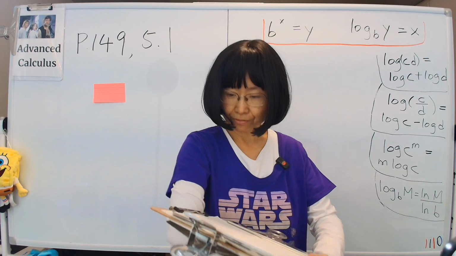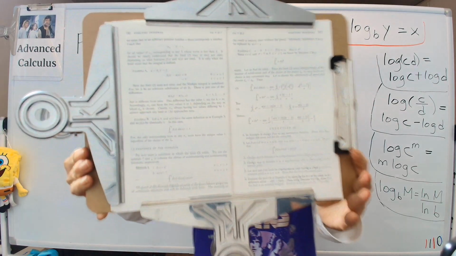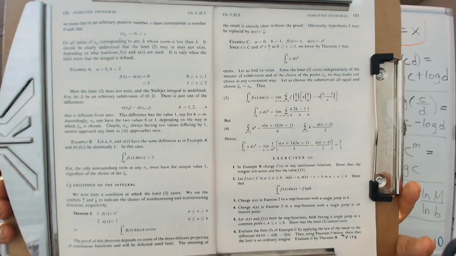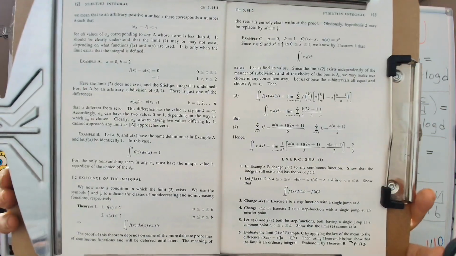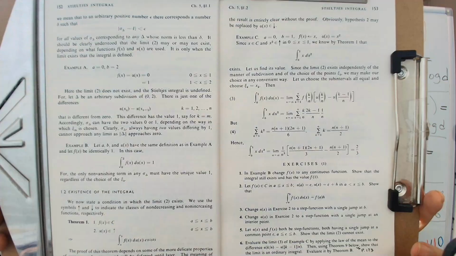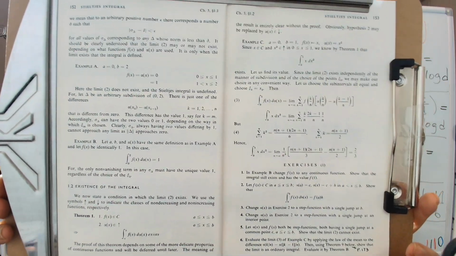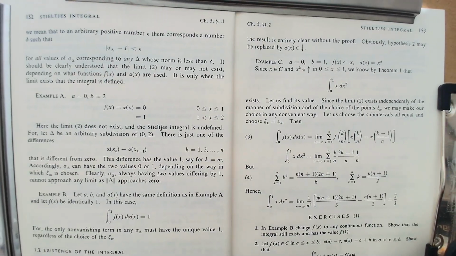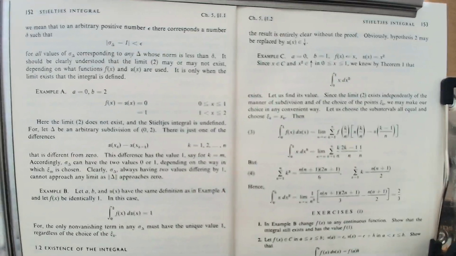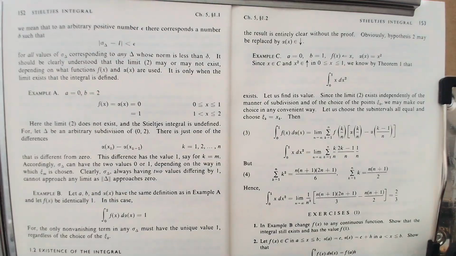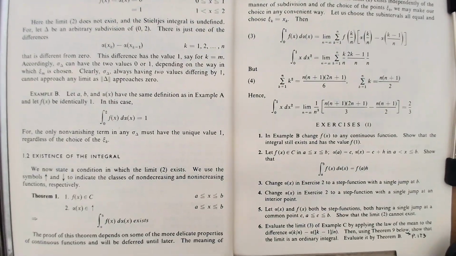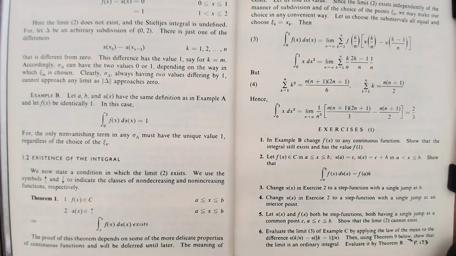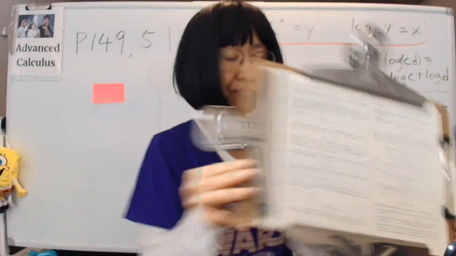Next, page 152 and page 153. Maybe like that. About like that. Okay, and a little closer on top. And a bit closer on the bottom. Okay.